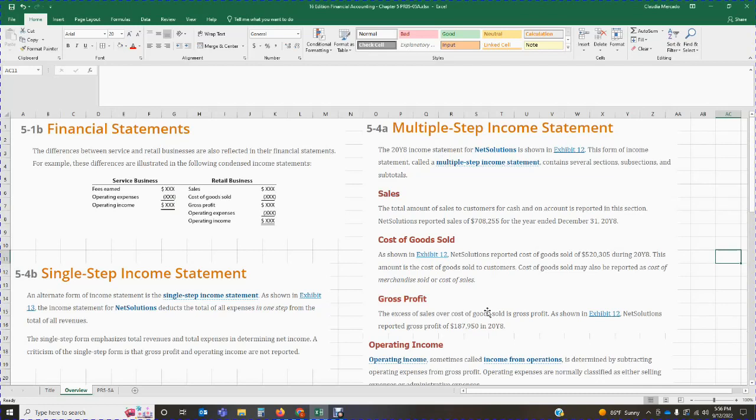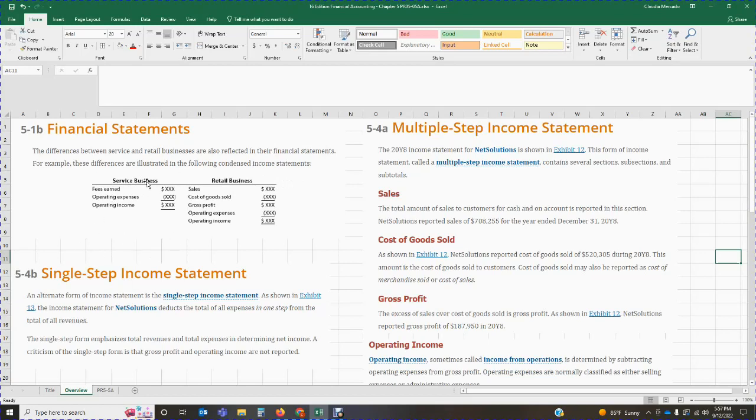Regardless of whether it's a service or a retail business, we still have to prepare financial statements. The process overall stays very much the same. It's just that we are introducing new accounts because, of course, in a retail business we have actual physical inventory, whereas in service businesses all we're doing is providing a service. So the main difference when it comes to financial statements is the organization of the information, because there are new accounts being added.